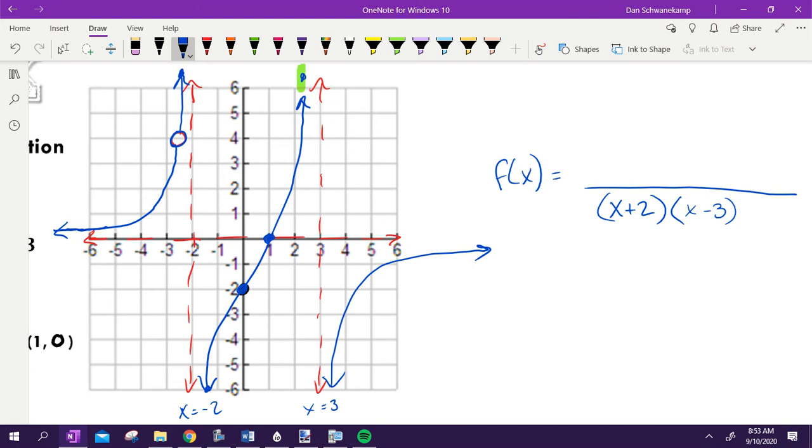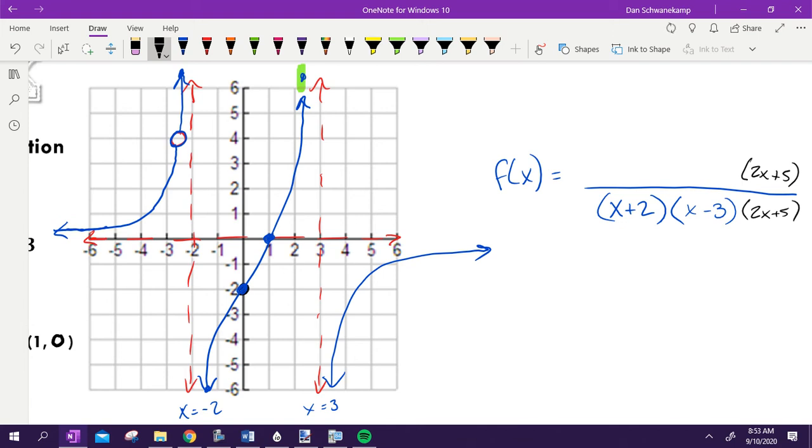Excellent. What else? Lydia, what do you think? The hole at -2.5, so I need that in the top and the bottom. Excellent. So to get it at -2.5, I need 2x plus 5 on top and bottom, because that's going to get me a hole at -2.5. Wonderful. We needed that.